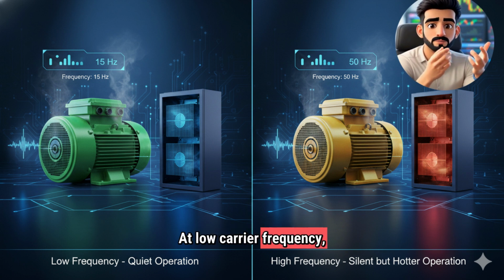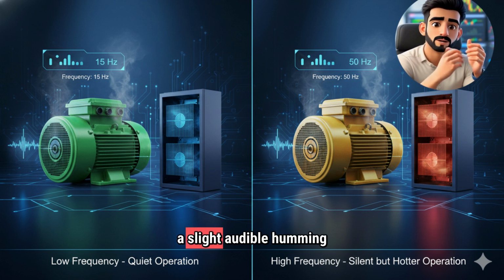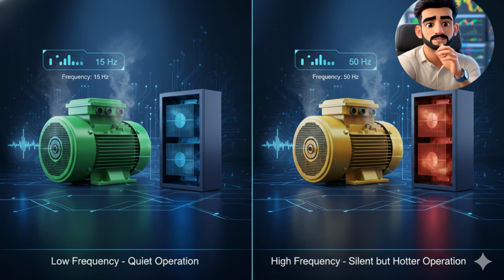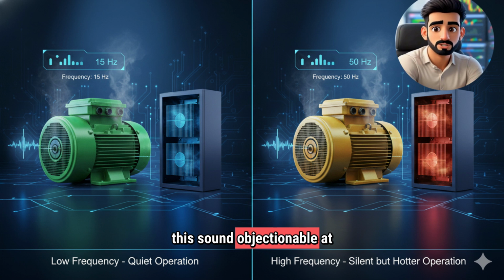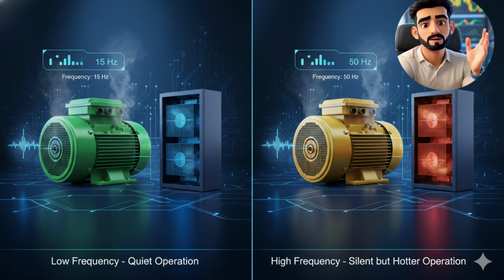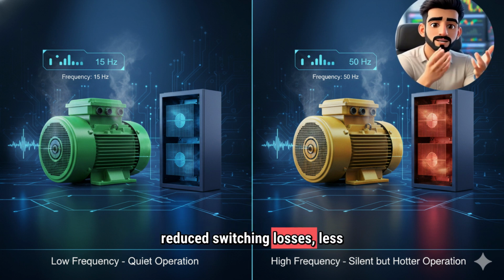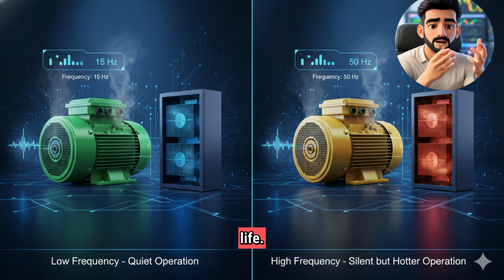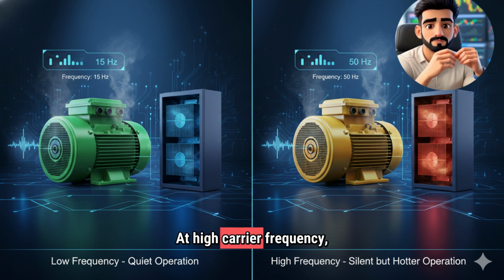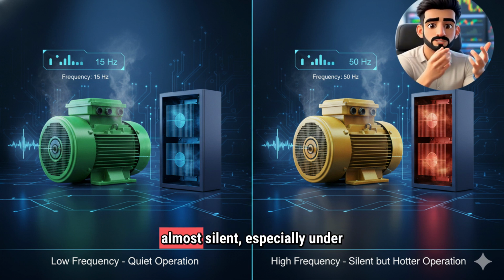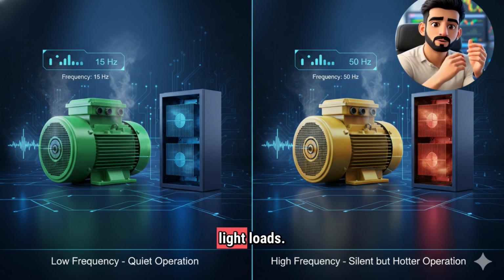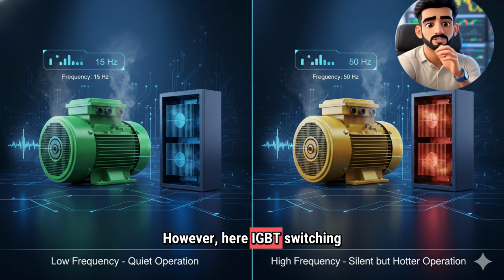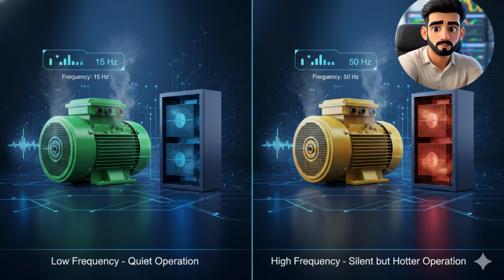At low carrier frequency, the motor will produce a slight, audible humming sound. Some people may find this sound objectionable at times, but from an electrical perspective, low carrier frequency has benefits: reduced switching losses, less heat, and better drive life. At high carrier frequency, the motor can be almost silent, especially under light loads. However, here IGBT switching occurs so frequently that more heat starts to generate.